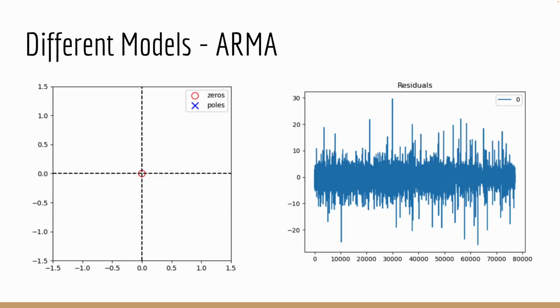So from this, I came up with the orders of 1, 0, and then performed the zero-pole cancellation and then plotted the residuals. With the zero-pole cancellation, you can see the pole got canceled by the zero, and the residuals look very similar to when the temperature got differenced.